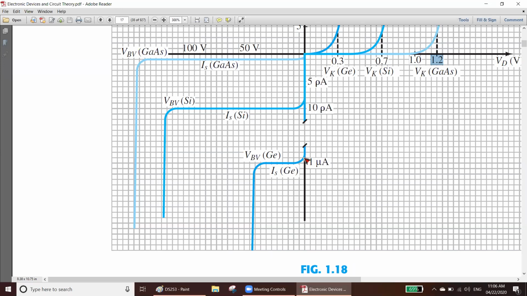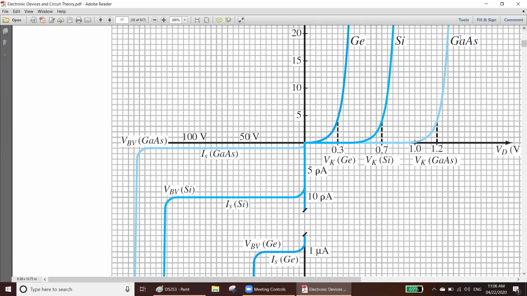But in case of germanium, see this one, the voltage is small. That means it can sustain a very small amount of voltage in the reverse bias, and the leakage current is also very big. So germanium is not good either. Gallium arsenide is bad in forward bias. Germanium is bad in reverse bias. That's why we choose silicon. Silicon is in the middle, neither the best nor the worst. Okay, I believe you understood.